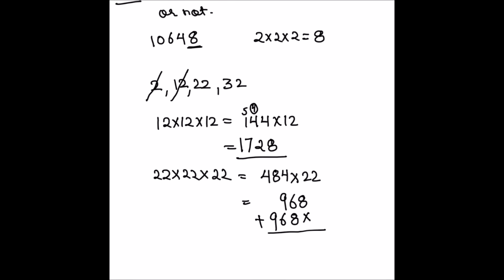Add the two numbers. 8, 6 and 8 is 14. 14, 4. 1 carried over. 9 plus 1 is 10. 10 plus 6 is 16. 1 carried over. And 9 plus 1 is 10. So we got the exact number as 10,648. So 22 is a cube root of this. That means 10,648 is a perfect cube.